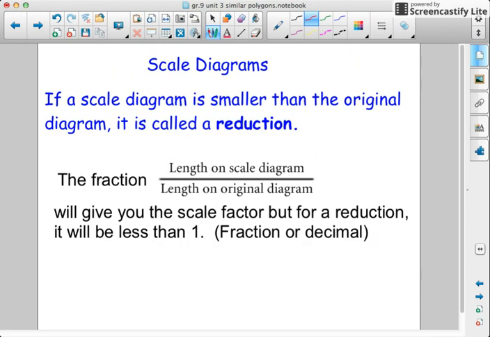If a scale diagram is smaller than the original diagram, it's called a reduction. So we were doing enlargements. This one would be a reduction. Same formula for it, length on the scale diagram divided by length on the original. The only difference is your scale factor is going to be less than 1. It's going to be a fraction or a decimal, because multiplying by less than 1 will give you a smaller number for your reduction.